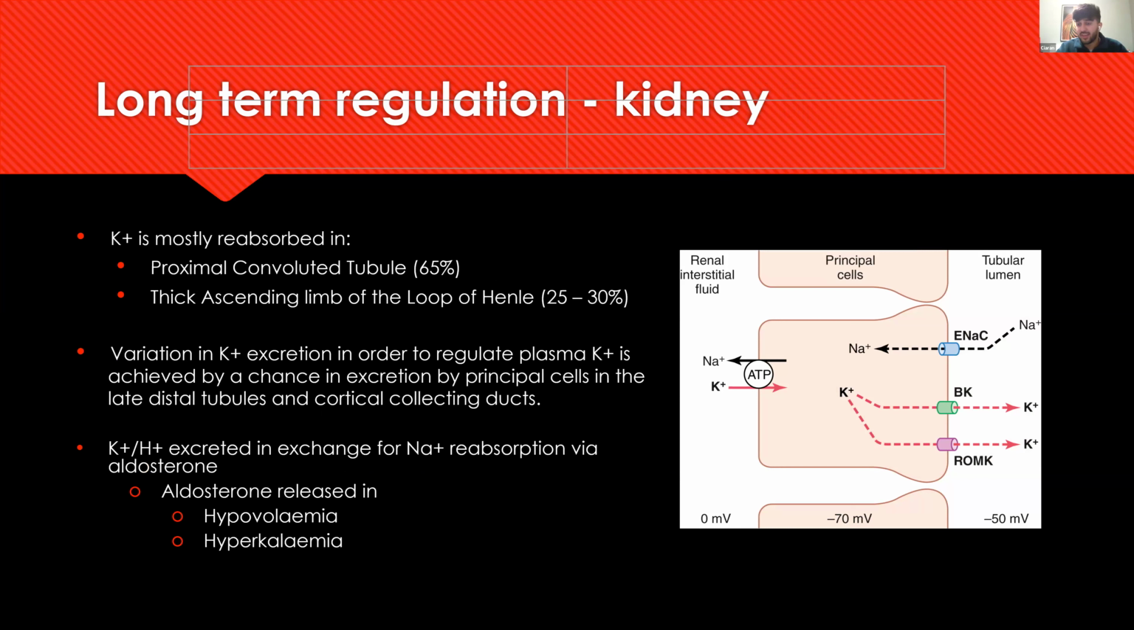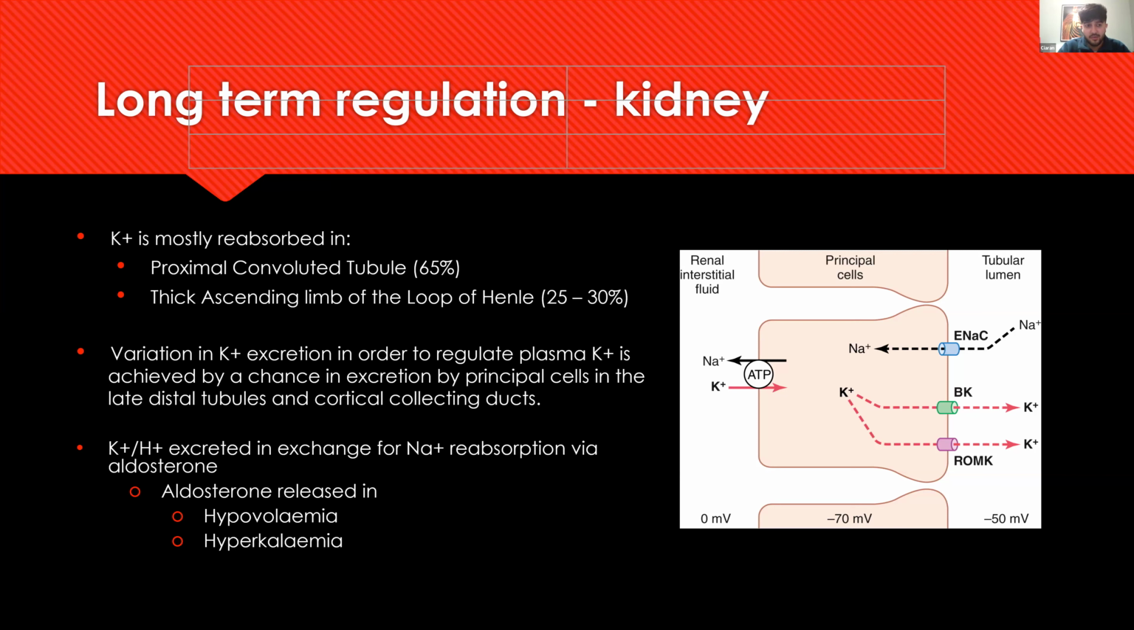Now, as with all electrolytes, potassium is absorbed along the nephron, and actually most of the reabsorption occurs in the proximal convoluted tubule, around 65%, with around 25 to 30% in the thick ascending limb of the loop of Henle. However, most of the regulated step actually occurs in the distal tubules and cortical collecting ducts. So this is kind of a constant process, isn't really affected by potassium status, but through the action of aldosterone, these distal tubules and cortical collecting ducts are really the key players here.